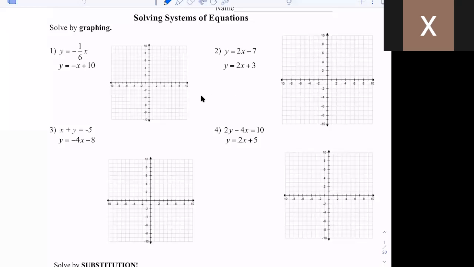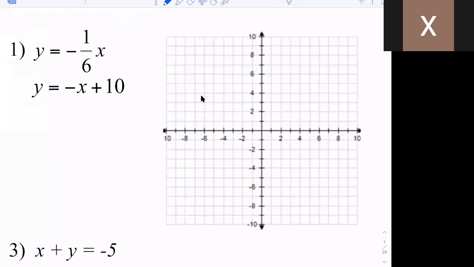Okay, so here we go. First thing, without a calculator, you're trying to find the point of intersection for question number 1. What's the y-intercept on number 1, guys? No, that would be the slope. What is the y-intercept on number 1?